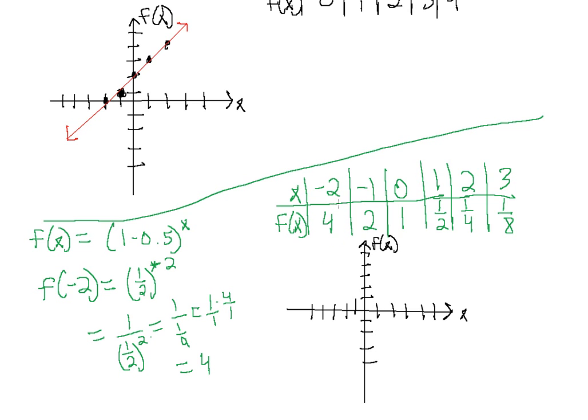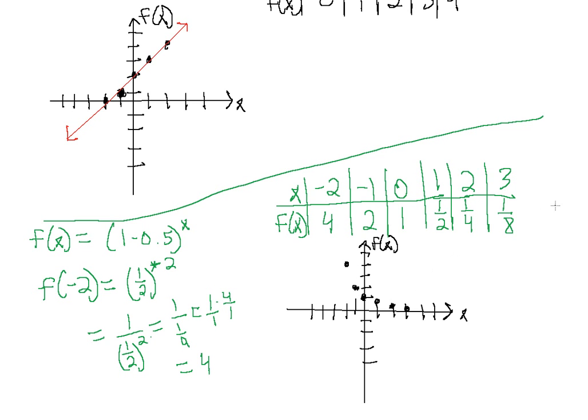All right, so let's go ahead and plot a few of these points. So we have minus 2 and 4. That's a point right there. Minus 1 and 2. Right there. We have 0 and 1. We have 1 and 1/2. We have 2 and 1/4. And we have 3 and 1/8.